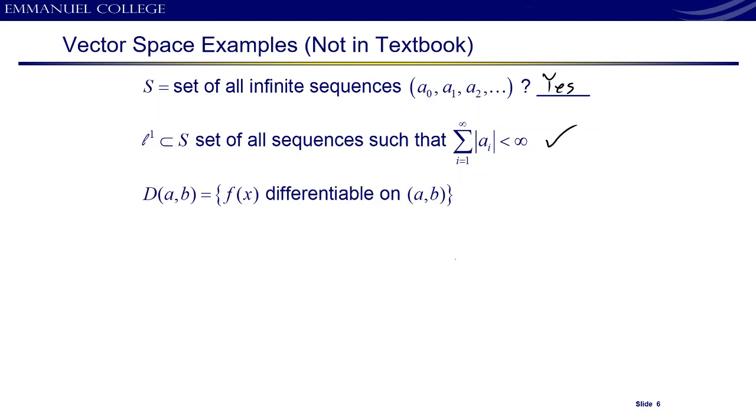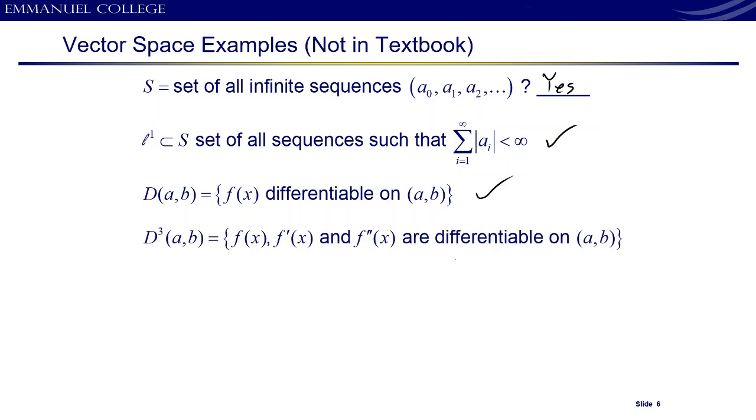The set of all functions that are differentiable on the interval AB. That's also going to be, because if you add two differentiable functions together, they stay differentiable. You don't add two things that are differentiable and then suddenly you can't differentiate them anymore.